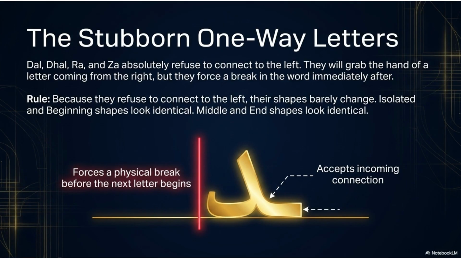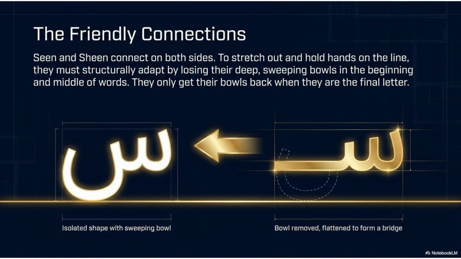Dal, thal, ra, and za are what we call one-way letters. They will hold hands with the letter before them on the right, but they stubbornly refuse to connect to the left, creating a physical break in the word. In contrast, the friendly letters sin and sheen are happy to hold hands on both sides. To do this, they simply drop their deep, sweeping bowls when they are at the beginning or in the middle of a word. They bring back their bowls only at the very end of a word.